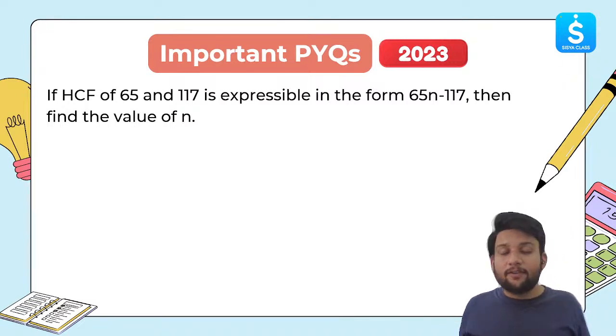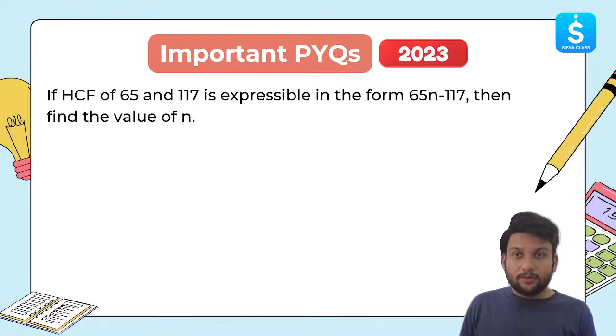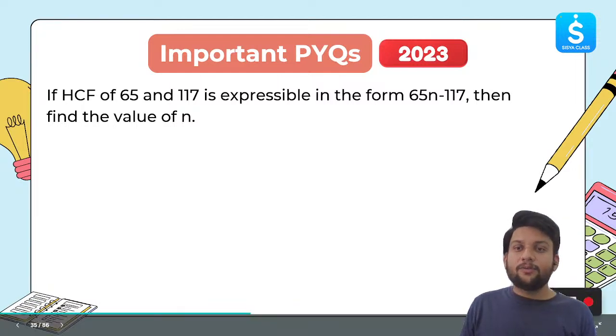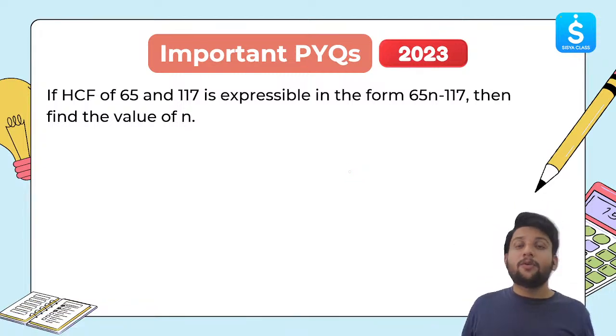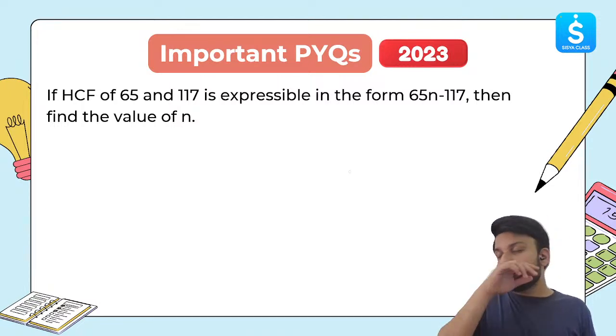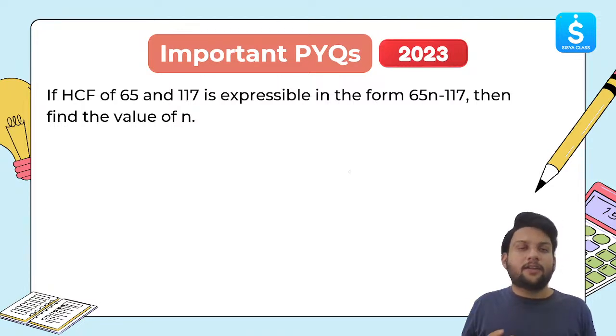Now, if the HCF of 65 and 117 is expressible in the form of 65n minus 117, then what is the value of n? See, this is the extent to which the paper setters go to confuse you. If you see this question for the first time in your examination, you will probably go, what is this? I have never studied this. It is probably out of syllabus. But the thing is, this is not. I'll just tell you why.